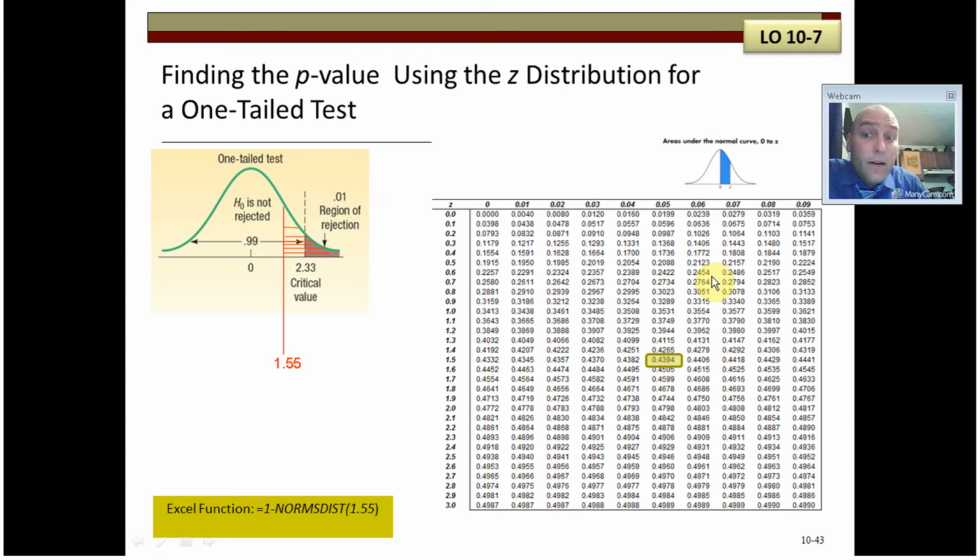And that's your p-value. If I go to 1.55 in my z-table, I find out that the area between the mean and 1.55 is 0.4394. If I subtract that from 0.5, I get 0.0606, which is the area in the tail to the right of 1.55. That means if I had said alpha, as opposed to saying alpha is 0.01, if I said alpha is 0.0607, I would have rejected the null. The difference between 0.06 and 0.01.